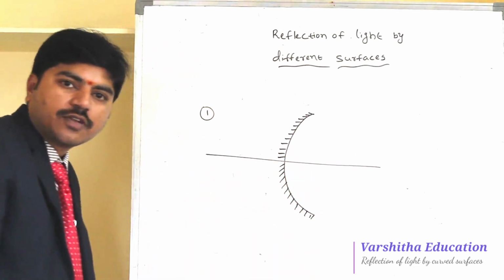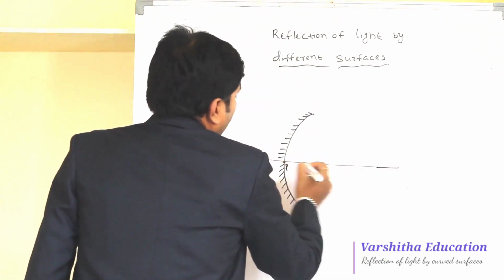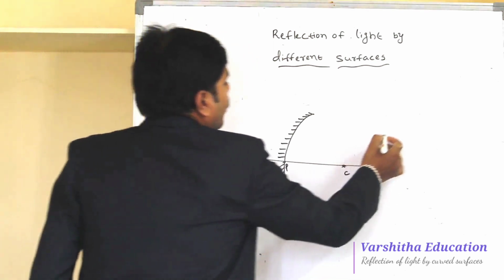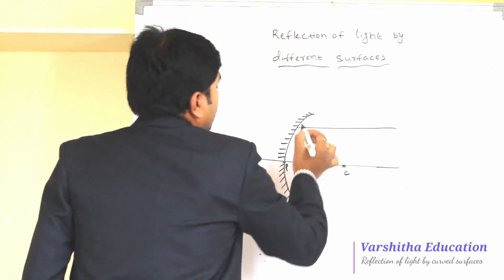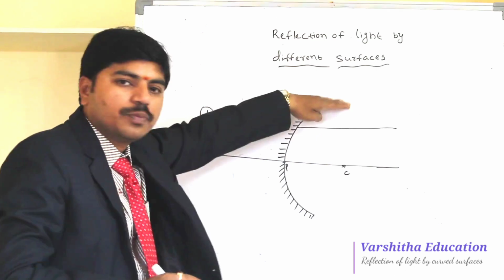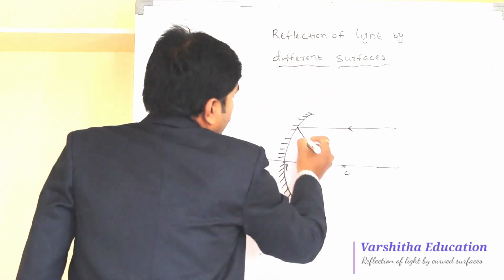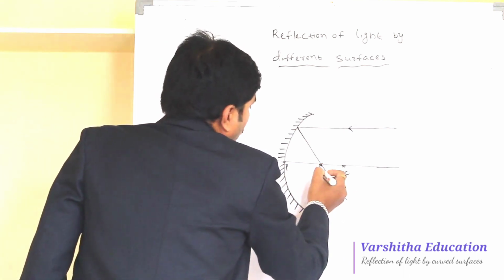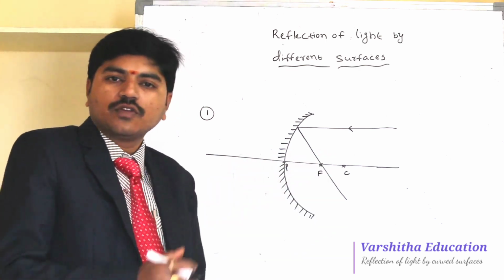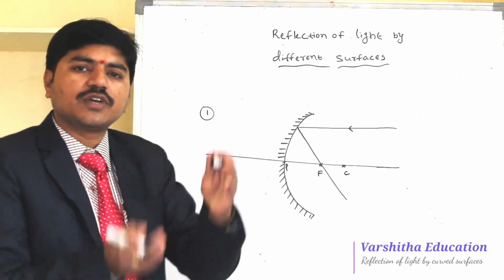Now it is a concave surface. Now this is the pole and this is the center of curvature. I already said that if any ray is coming from infinity and parallel to the principal axis, then after reflection the ray should pass through the focal point. It is a mandatory thing. So now the ray should pass through the focal point. Then this is the first one. The reverse is the second one. Simple. It is vice versa, right?